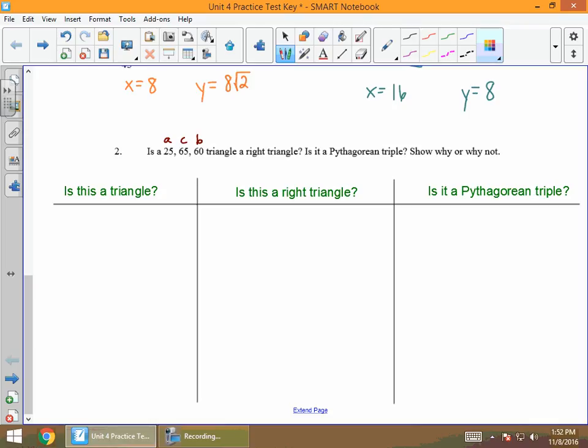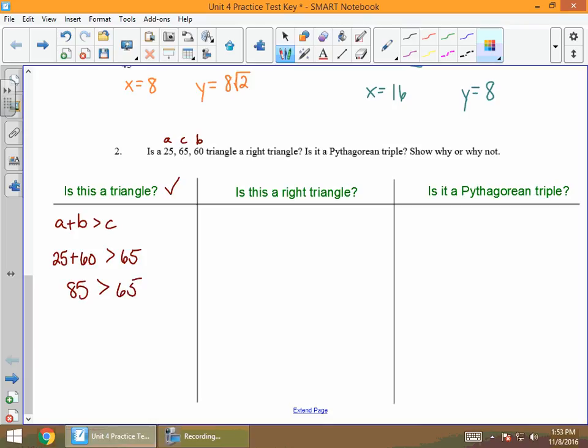So the first thing I'm going to check is to make sure it's a triangle. Is A plus B bigger than C? That's what I'm looking for. So in this case, is 25 plus 60 bigger than 65? Well, 25 plus 60 is 85, which is bigger than 65. So yes, it is a triangle.